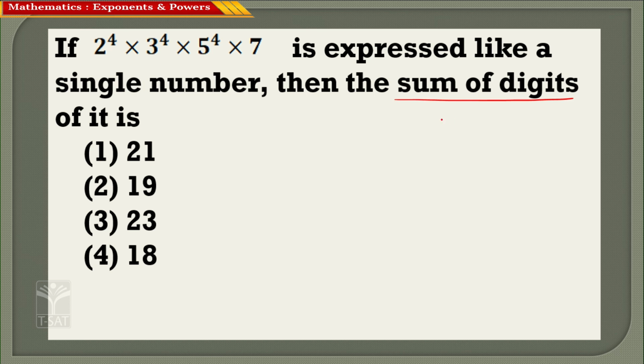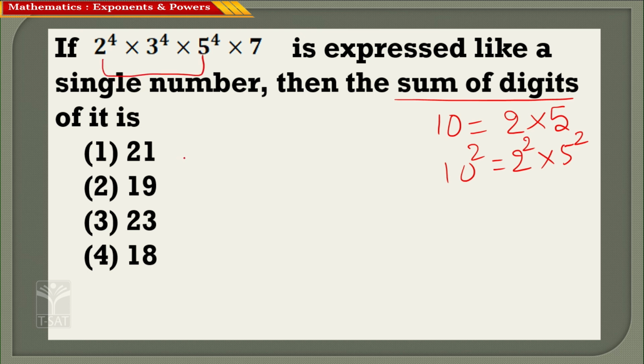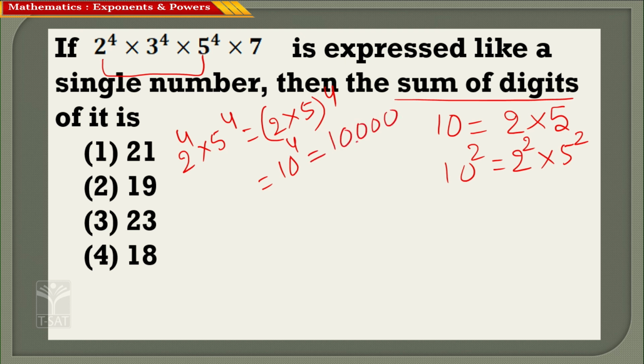Here, remember, 10 is equal to 2 into 5. 10 square means 2 square into 5 square, or otherwise you can say 2 into 5 whole square, that is 2 square into 5 square. So here you observe 2 power 4 into 5 power 4. How can you write this? 2 into 5 whole power 4. 2 into 5 is 10. 10 power 4 means 1 followed by 4 zeros. 10,000 is obtained for these two numbers.